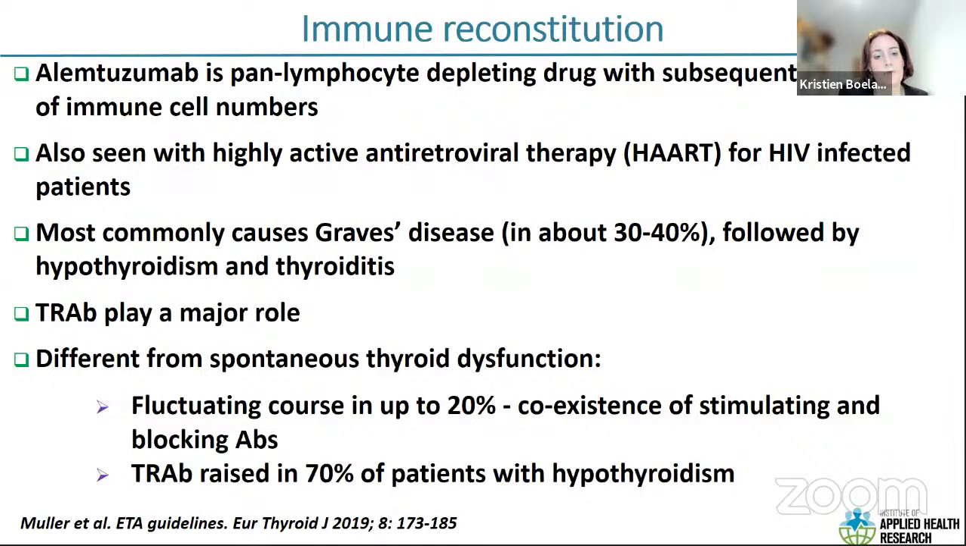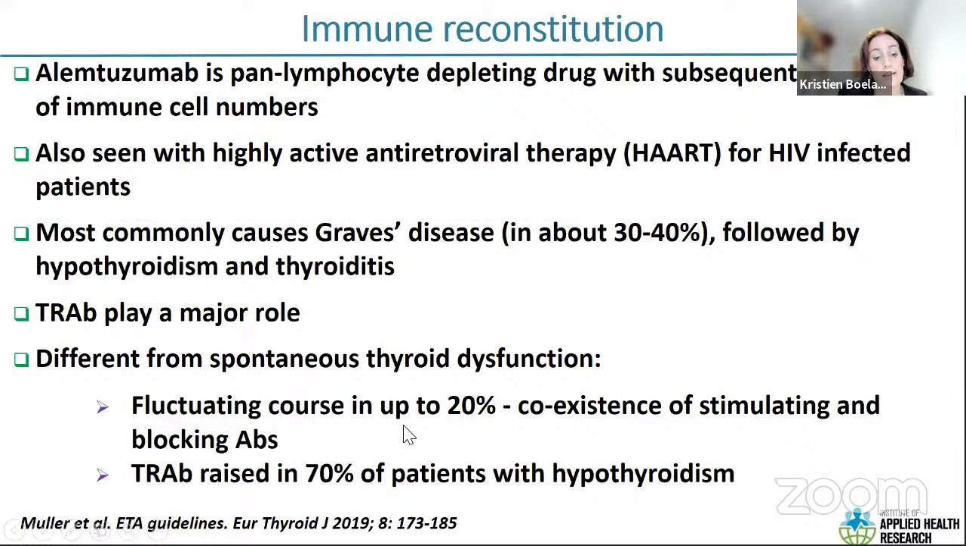And most commonly, alemtuzumab causes Graves' disease in about 30 to 40%. It is less likely that this causes hypothyroidism or thyroiditis. And TSH receptor antibodies play a major role here. It is different from spontaneous thyroid dysfunction, which my colleague Salman has already spoken about.